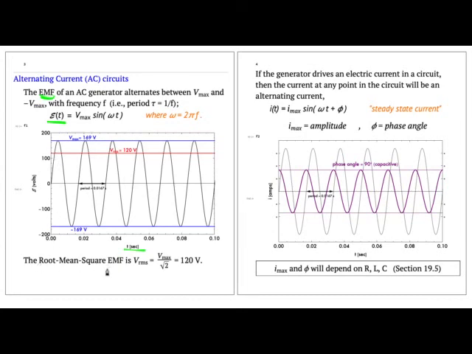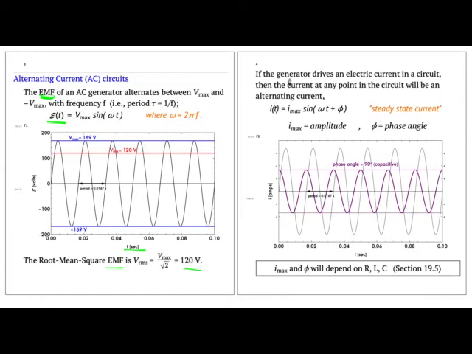The root mean square EMF, it's the square root of the average of V squared. V alternates between plus or minus 169, V max, plus or minus V max. V squared will be V max squared times sine squared. Sine squared alternates between 0 and 1. The average of sine squared over a cycle is a half. So the root mean square is V max over the square root of 2. And that's the 120 volts.